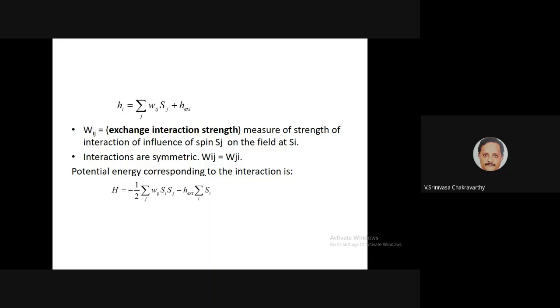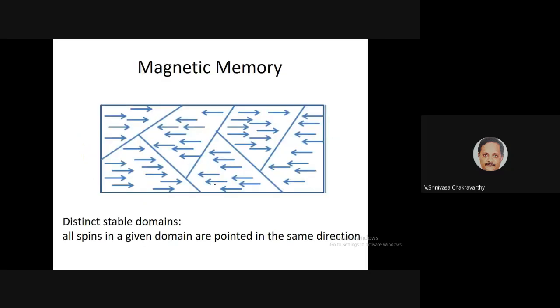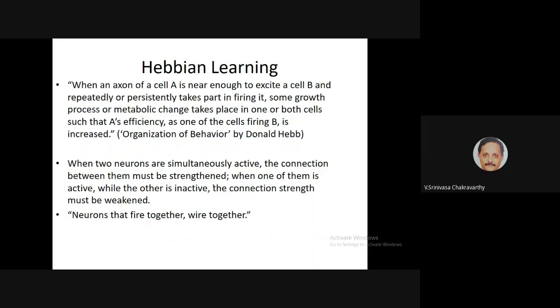So when this happens, you can write a potential energy for this whole expression, which is a Hamiltonian, given by this expression, right? So he said, why can't we use exactly the same mathematics and propose a neural network model of the brain? So that was what he has done basically. It's a simple reinterpretation of the Ising system, which is quite an elegant idea. In the process, he also used Hebbian learning, like I said earlier.